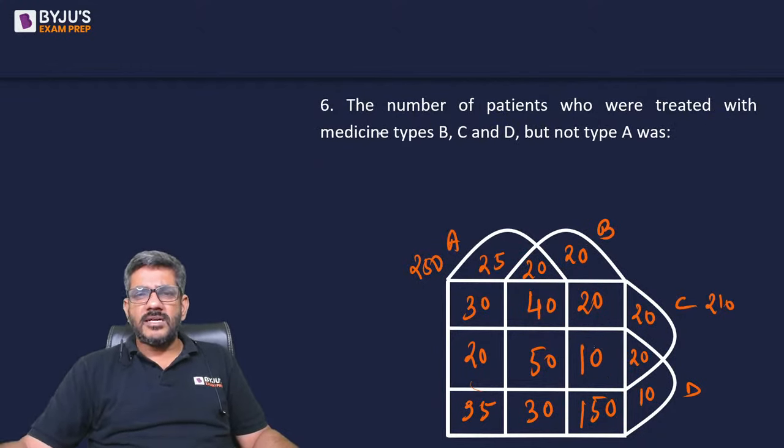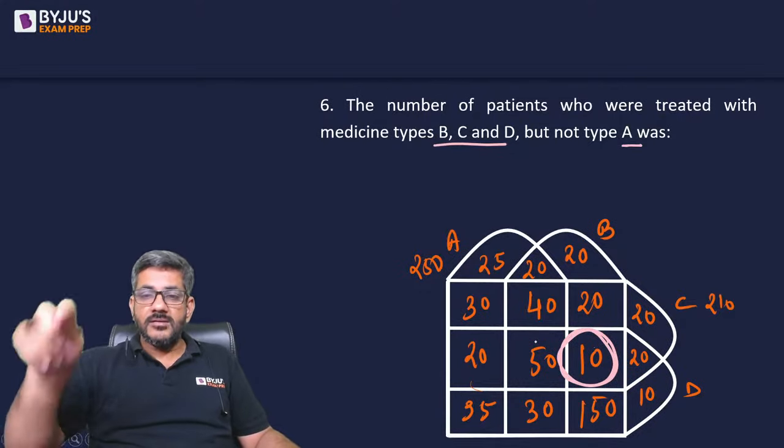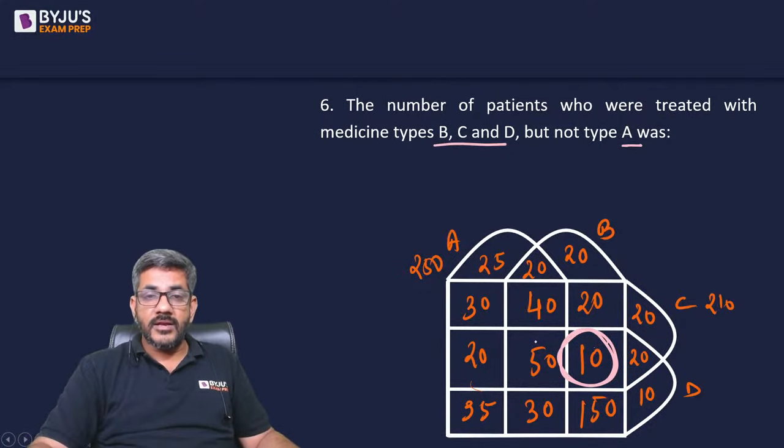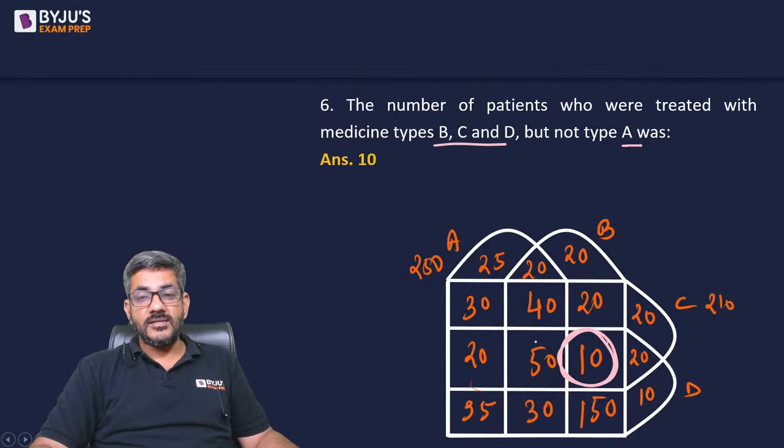Number of patients who were treated with medicine types B, C and D but not A. B में होना चाहिए, C में होना चाहिए, D में होना चाहिए, A में नहीं. That is this area. It is the area in B, C and D but not in A. So my answer for this question is 10.